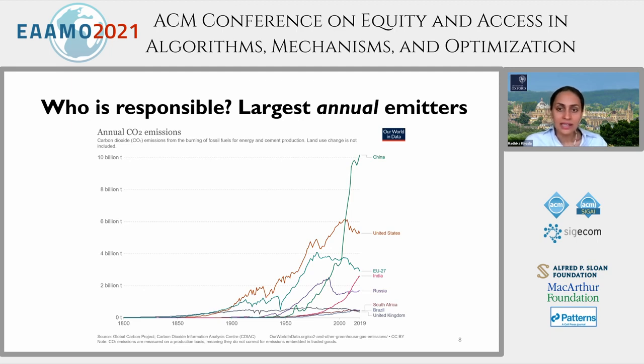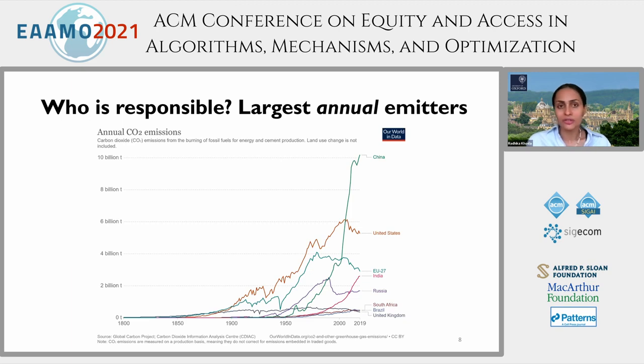And you can see that on an annual basis, right? So on a year-by-year basis, who emits the most? You can see that China is up there, as is the United States, as is the EU, India, Russia. These are countries that in the last 10, 15 years have been emitting large amounts of carbon dioxide on a yearly basis. And there is an argument to be made that this is where responsibility lies in terms of creating the problem.